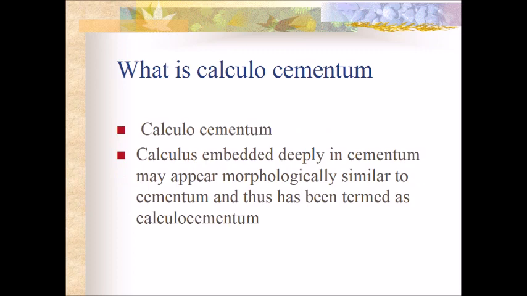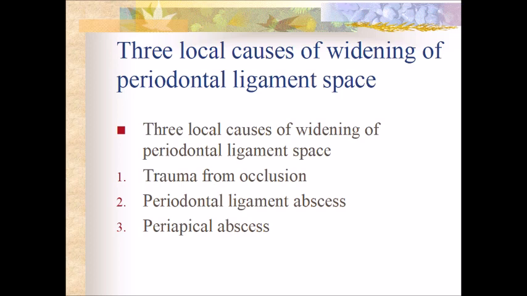What is calculocementum? Calculocementum is calculus embedded deeply in the cementum that may appear morphologically similar to cementum. That is why it is named calculocementum. Three local causes of widening of periodontal ligament space: first is trauma from occlusion, periodontal ligament abscess, and periapical abscess.